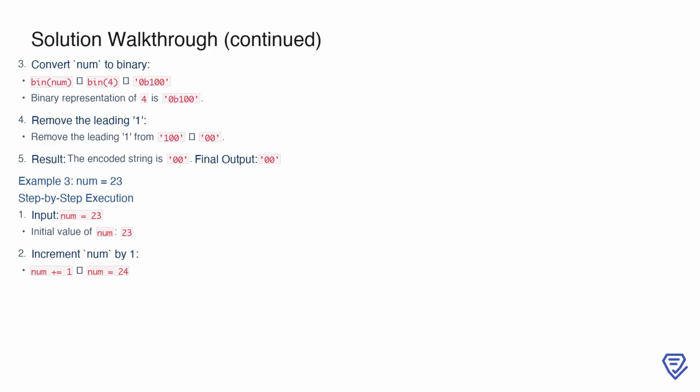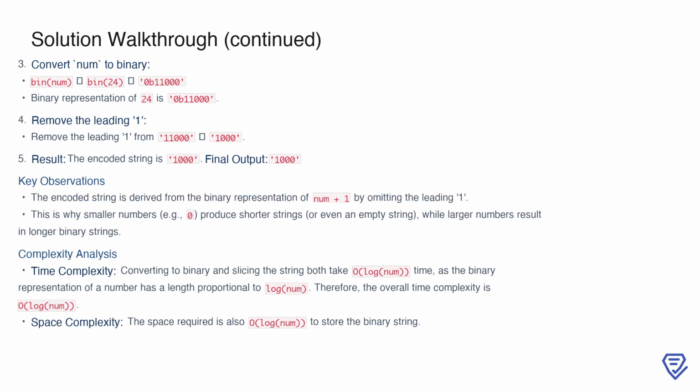Let's now examine a slightly larger input. If the input number is 23, we start by incrementing it by 1, resulting in number equals 24. For number equals 24, we follow the same process. First, we convert 24 into its binary representation. Using bin(24), we get the string 0b11000. The binary representation of 24 is 11000. Removing the leading one from this binary string leaves us with 1000. This means the encoded result for number equals 23 is 1000.